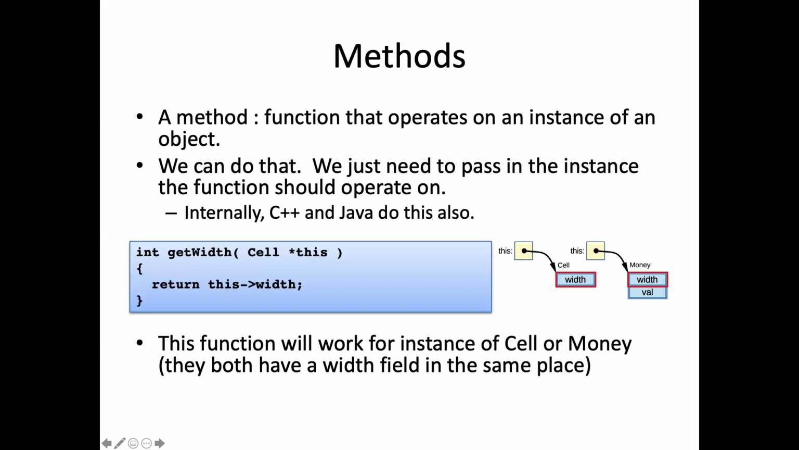So this code, if it says, well, give me the pointer to a cell and then go get its width field, if that pointer is really pointing to a cell object or one of its subclasses, then it's going to see exactly what it expects right at the memory that pointer points to. So this function will work just fine for either the superclass or the subclass. So we kind of get inheritance for free. This is what it takes to implement a method.